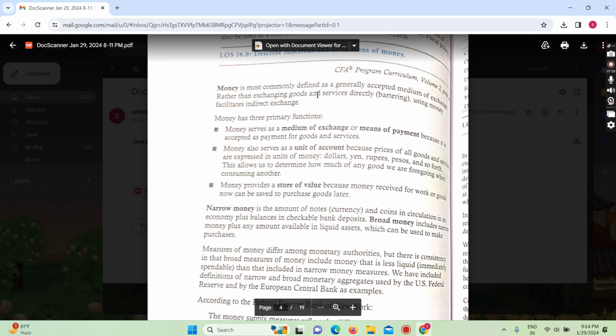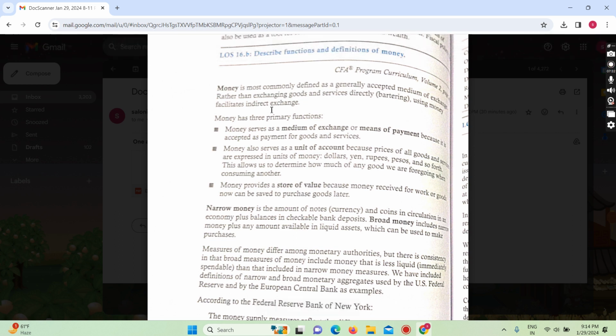These are the characteristics of money: it is generally acceptable, and it is a medium of exchange rather than exchanging goods and services directly. It is not bartering. Earlier there was a barter system, while money is generally accepted and facilitates indirect exchange.